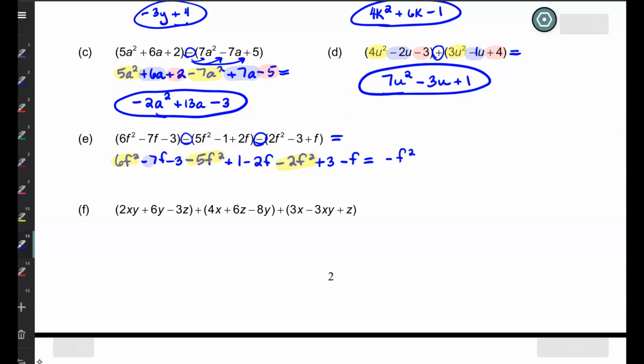Next, I have a negative 7f, a minus 2f, and a minus 1f. So negative 7 and negative 2 would be negative 9. Another negative 1 would make that a negative 10f. Next, I have a minus 3, a plus 1, and a plus 3. So that's going to just end up as a plus 1.